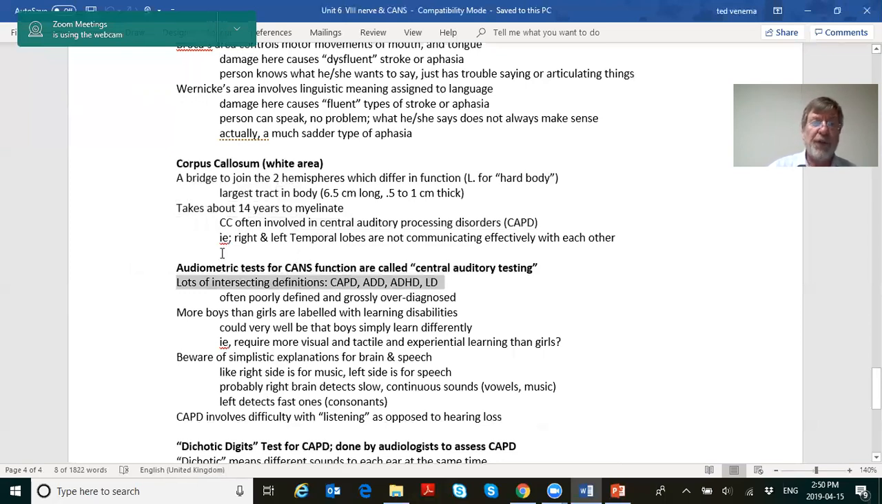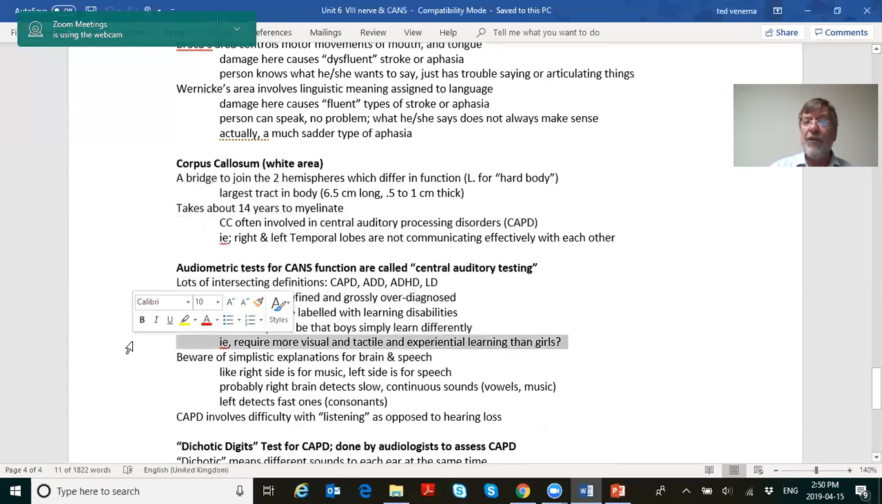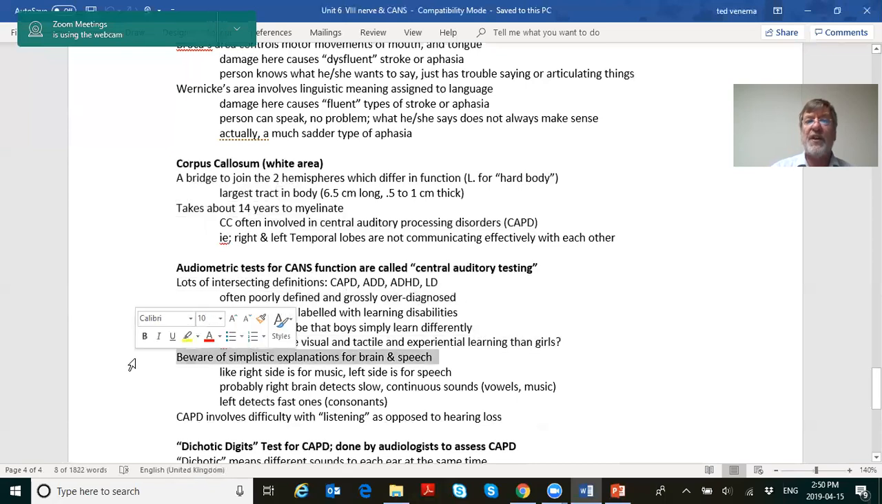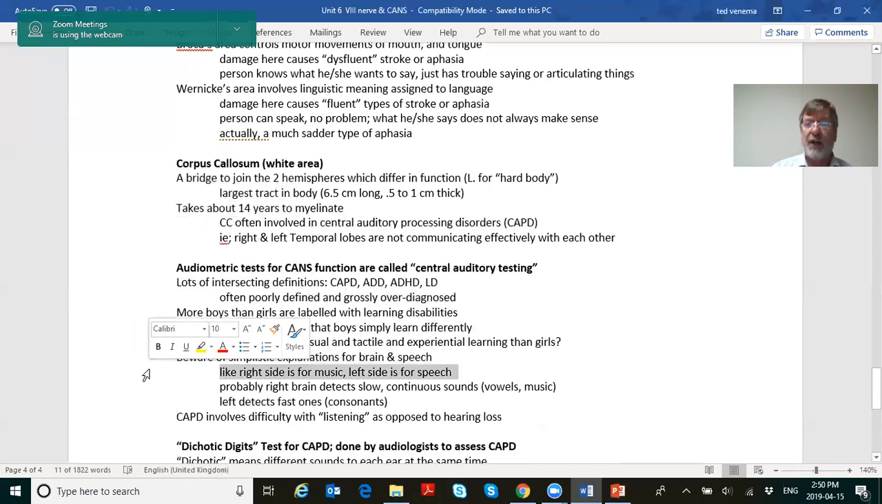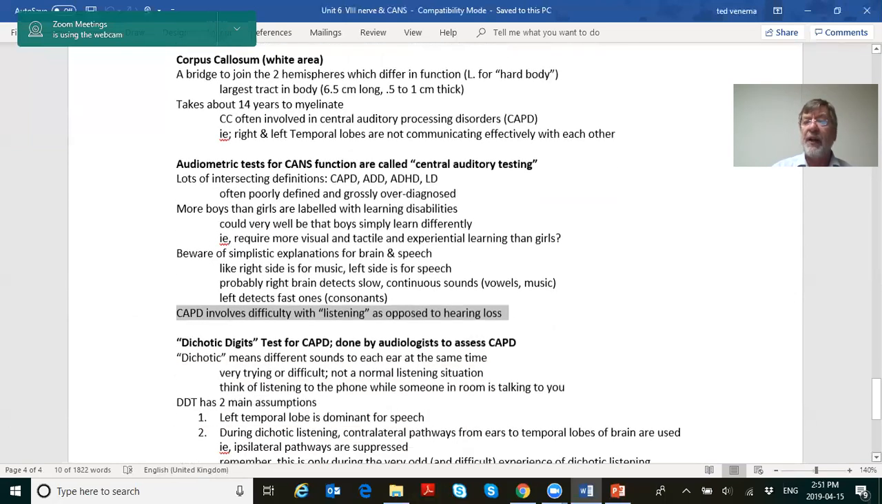Okay? Often this is poorly defined and often grossly overdiagnosed. More boys than girls get to be labeled with learning disabilities, but it could very well be that boys simply learn differently from girls, requiring more visual and tactile and experiential learning than girls. Beware of simplistic explanations for brain and speech, like the right side is for music and the left side is for speech. But CAPD involves difficulty with listening as opposed to actual hearing loss.